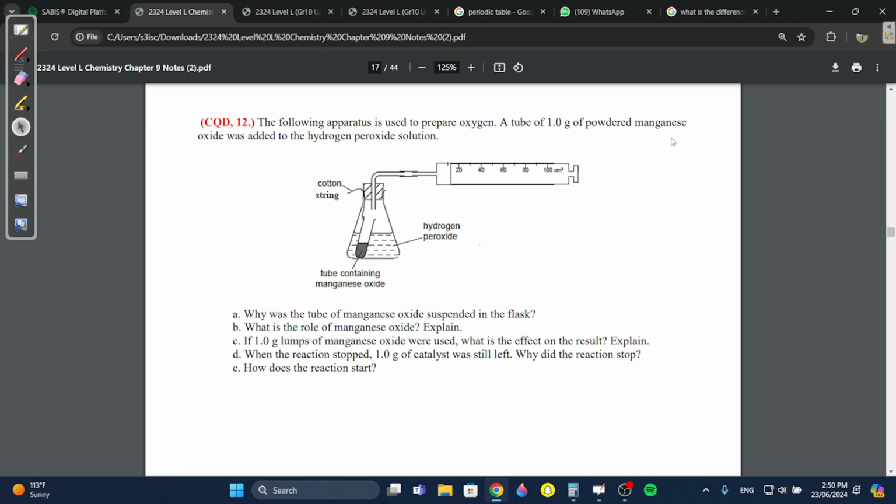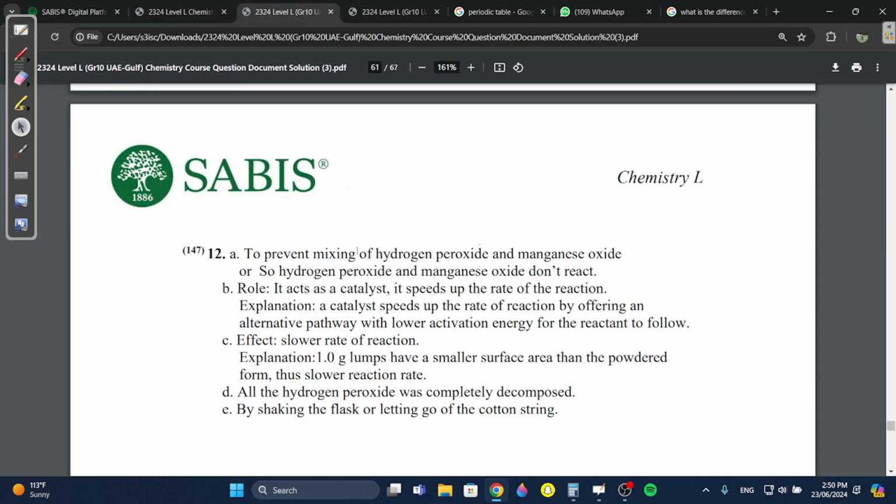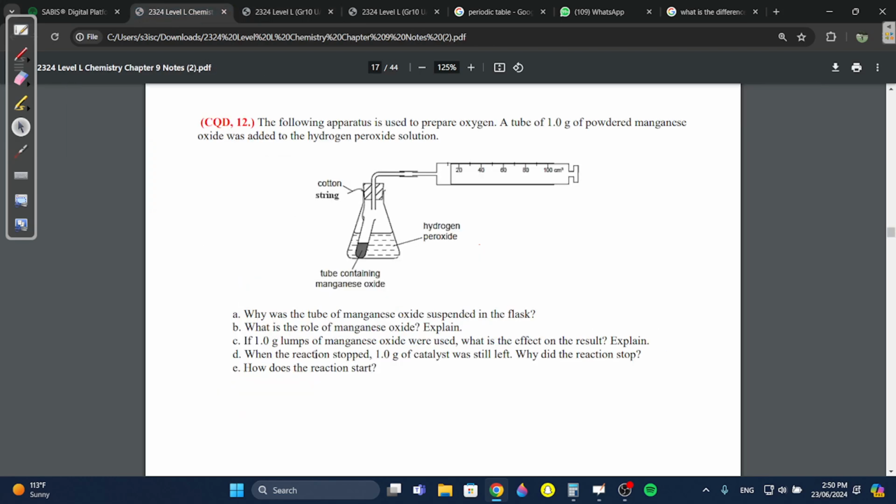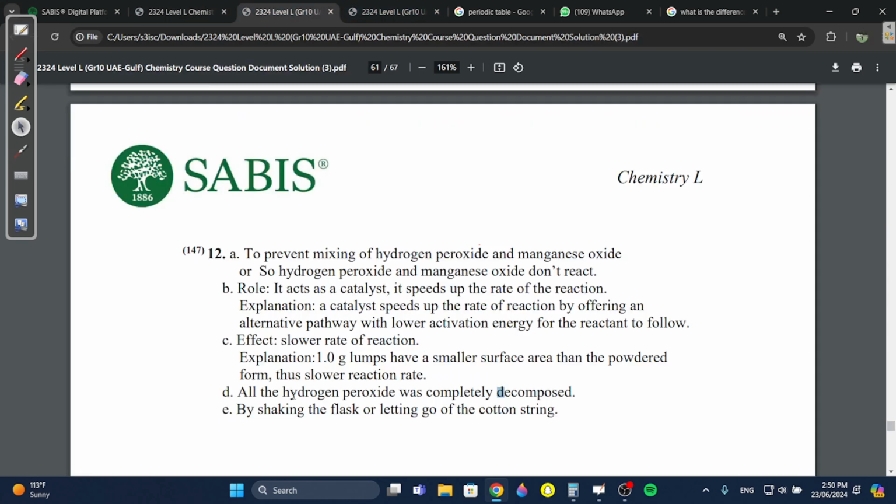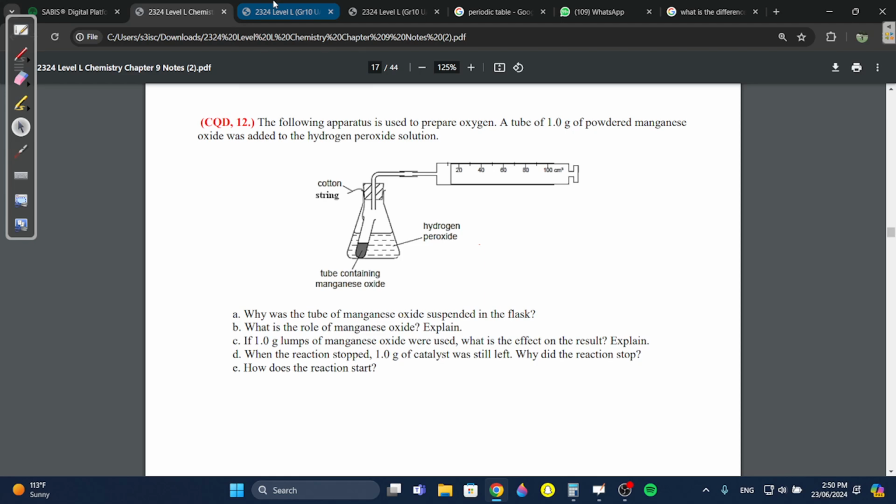Here it was a powder. If we use lumps, that means a smaller surface area, so the rate of the reaction will be slower. When the reaction stopped, 1 gram of catalyst was still left. Why? We know that the catalyst is not used up. Why did the reaction stop? Why does any reaction stop?